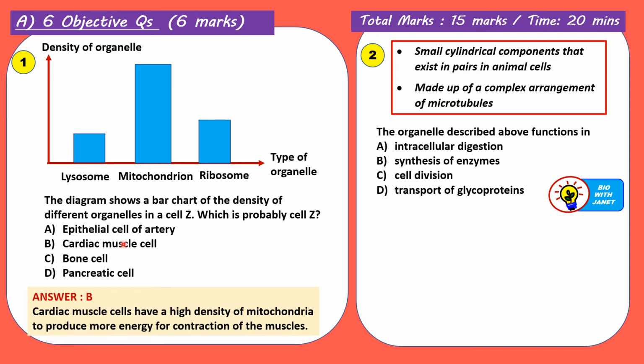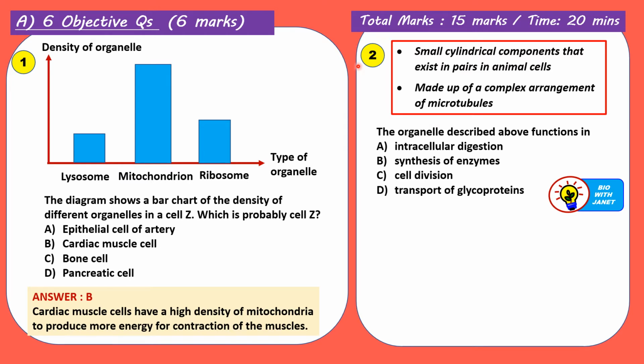Cardiac muscles are the muscles of the heart, and they are very hardworking. They are always contracting throughout life, so they need a lot of mitochondria to produce that energy for muscle contraction. Whereas these other cells do not require that much energy compared to the muscle cell that contracts. Now let's look at question 2.